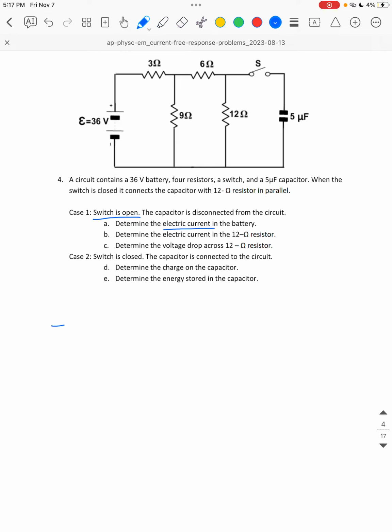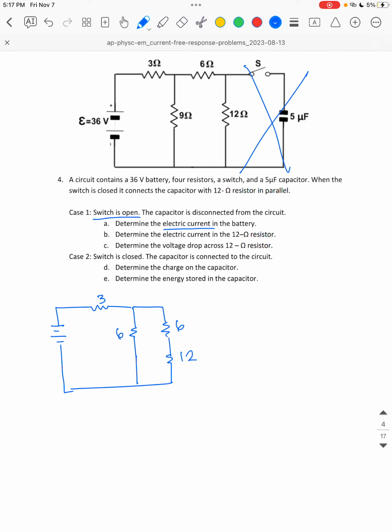I'm going to redraw this circuit with just the resistors. In this case, the 6 ohm and the 12 ohm are going to be in series with each other. So this is 3, 6, 6, and 12. Remember, redrawing the circuit is important because the switch is open. This whole branch is gone, and this is not a junction.